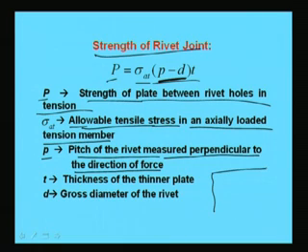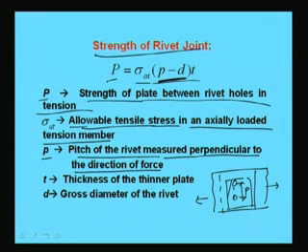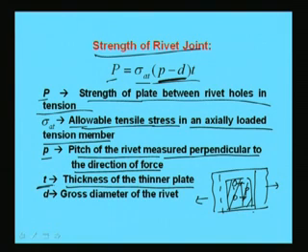Suppose this is a plate and the plate is overlapping, and if force is like this, so this is the P, right. So, for this strength we can find out from this, right, and T is the thickness of the thinner plate, because thinner plate will fail first, thicker plate will be much stronger. So, we have to take the thinner plate, and D is nothing but the gross diameter of the rivet. Remember, this D is the gross diameter of the rivet, not the nominal diameter.